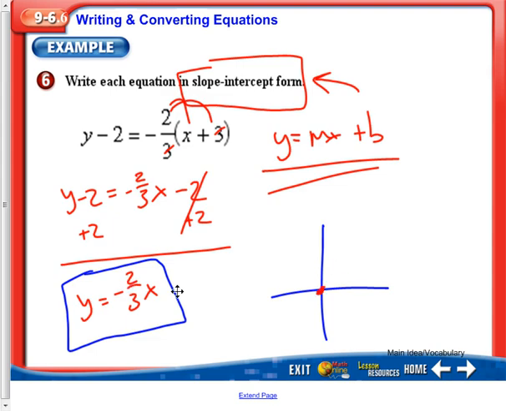And the slope is -2/3, so we know that the line is going to be coming through like that, going down from left to right because it's a negative slope. So if we're going to graph it, it would look something like this. We know that it's going through the origin because there's no b value or y-intercept value.